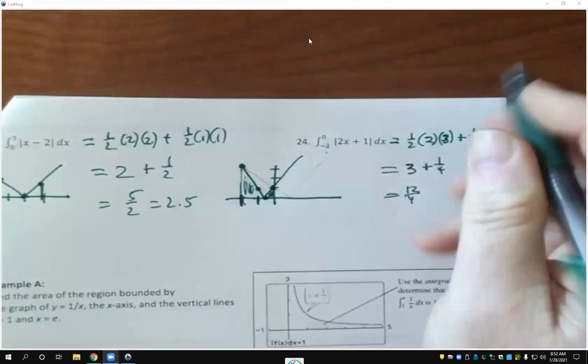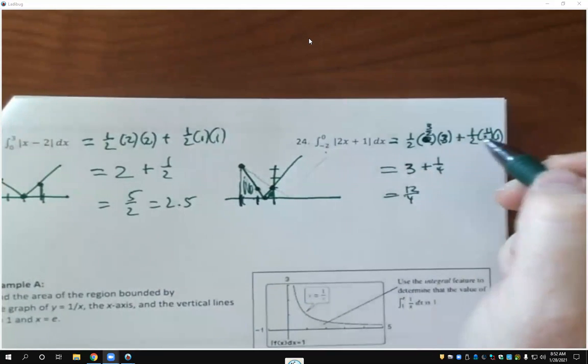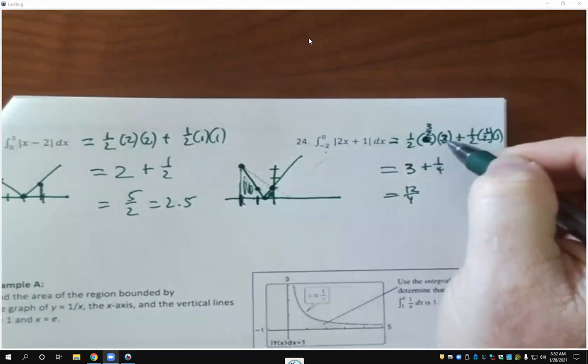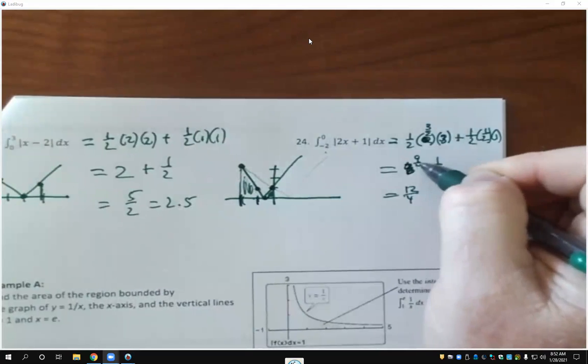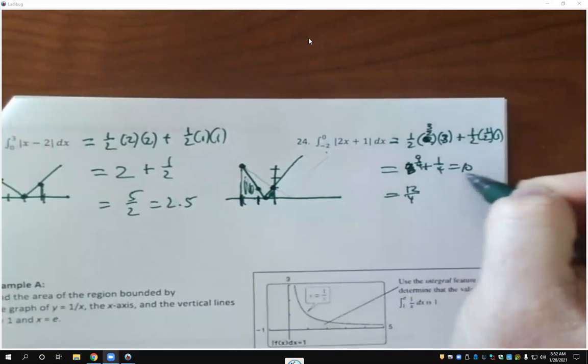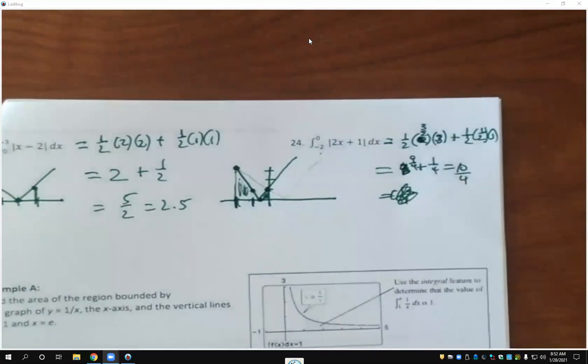I was going all the way to 0. This base is 3/2. So this actually gives me 9/4 right here. So the final answer would be 10/4. Missed that one right there. Pay attention to that. Catch me if I'm falling asleep here.